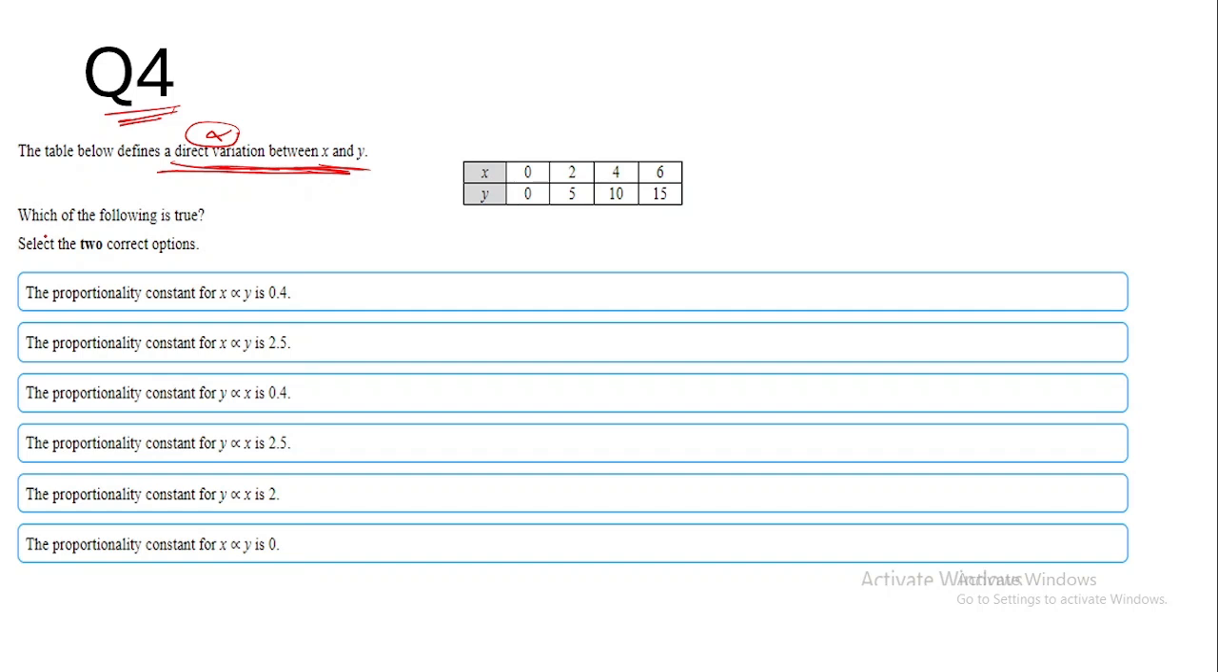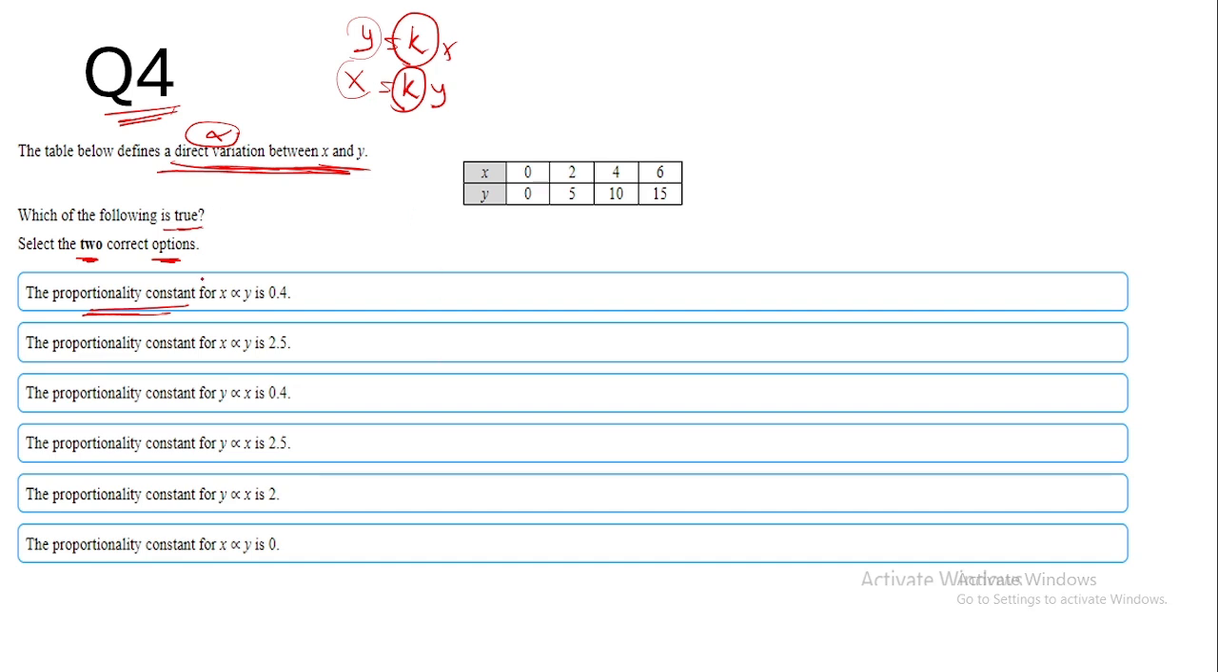Okay, let's see the question. Which of the following is true? Select the two correct options. Here it is saying the proportional constant. The proportional constant, if you remember, I have the equation which is y equal kx. This is the proportional constant. Or the equation can be x equal ky, proportional constant, right? These variables, I can name as I like. Maybe it can be y, x, or z, it can be whatever. It can be w, r, l, as we saw before in the question.